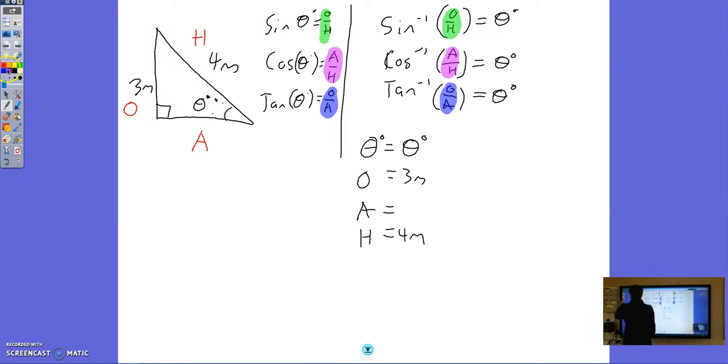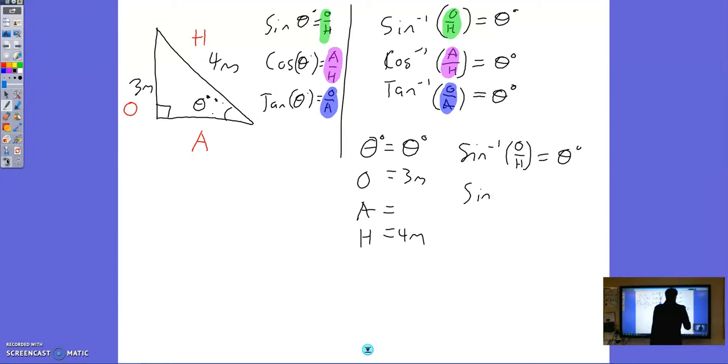Now looking at this, I can see quite clearly that I need theta and I have the opposite and hypotenuse. So I'm going to be using sine. Because I am after the angle, I'm going to be using sine inverse. So the way I set it up is sine inverse, which is represented as a -1, of O over H is equal to theta, and I know that O is 3 meters, then I can say sine inverse of 3 meters divided by my hypotenuse, which is 4, is going to give me my theta value. And I'm just going to put this whole thing straight into my calculator.